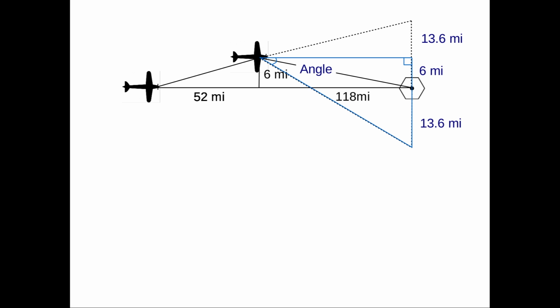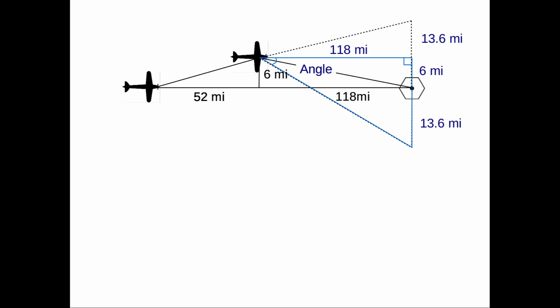So to find the angle, just overlay a right triangle on top of your situation. You know that the top of this right triangle has a length of 118 miles, because that's how far you have to fly. And you also know the length of the opposite side. It's the 6 miles that you need to make up, plus the 13.6 miles that you still need to worry about, because that's what the wind will blow you if you keep flying the way you're flying.